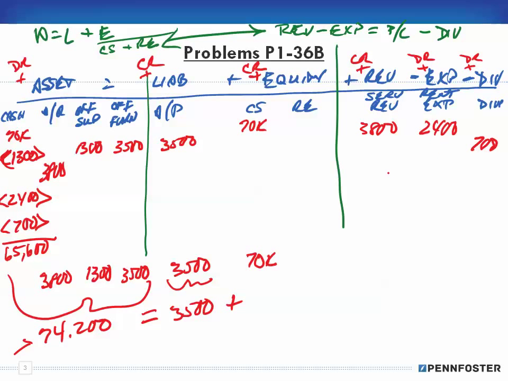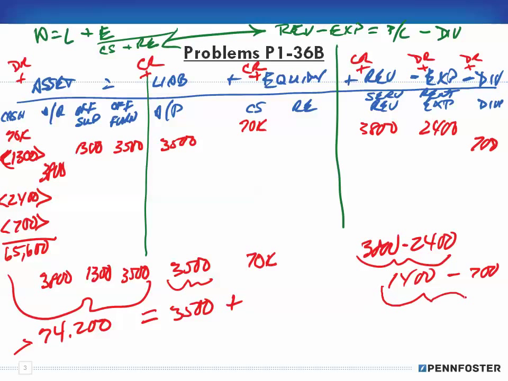So for my revenue account, I have 3,800. And for my expense account, I have 2,400. So that makes a total of $1,400. 3,800 minus $2,400 is $1,400. And then out of that, we have to take out our $700 in dividends. So the profit or loss that we're moving over is $700. So that $700 gets moved over to our retained earnings. So it is going over here.